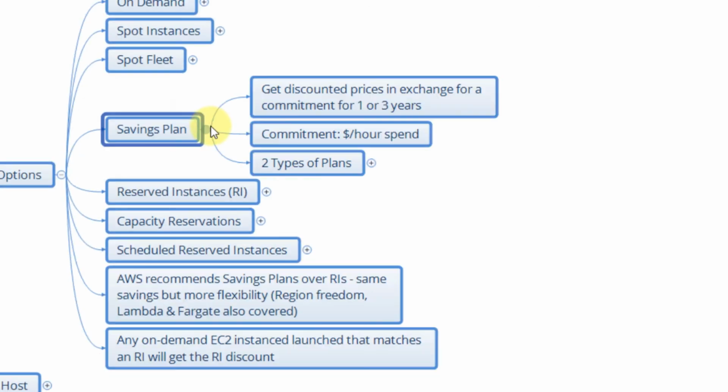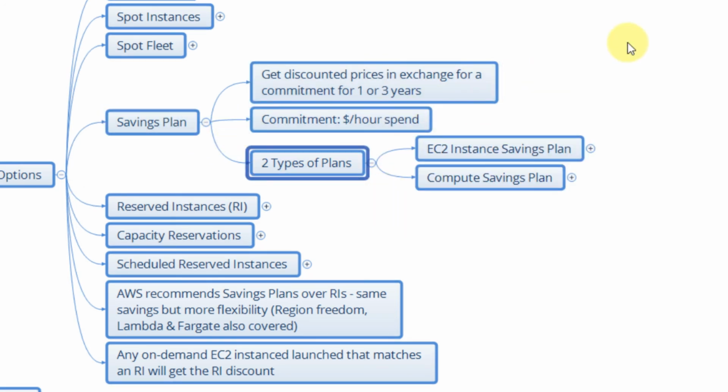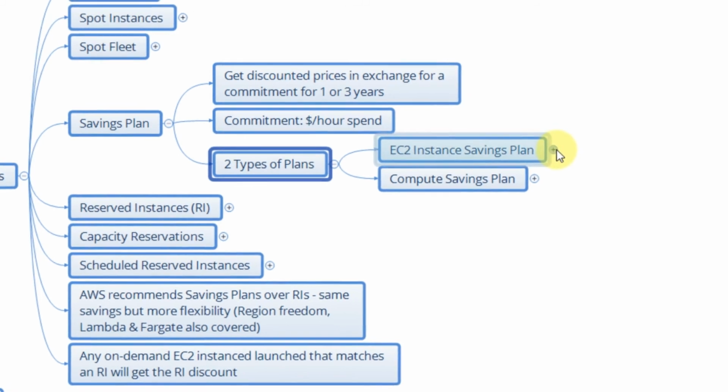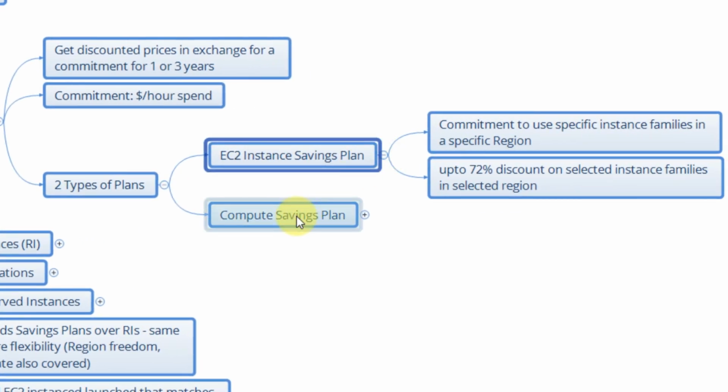Savings plan is another purchase option where you're making a commitment. So this is the first purchase option we are discussing with a commitment. So you commit for 1 or 3 years in exchange for discounted prices. So for this 1 or 3 years, you commit a certain dollar amount. There are two types of savings plans. One is an EC2 Instance Savings Plan, and the other is a Compute Savings Plan.